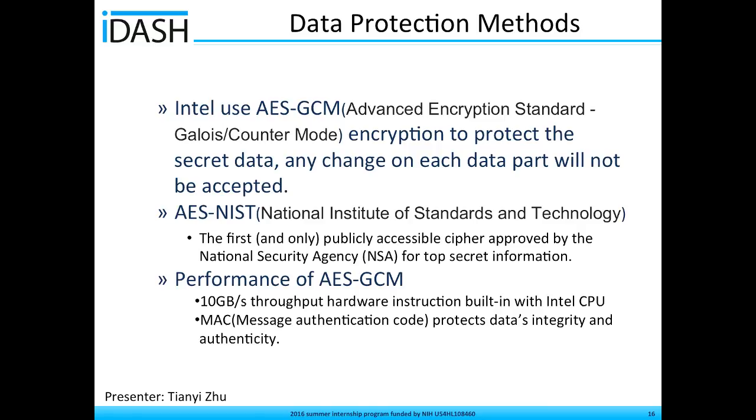What is AES? Well, it's a specification for the encryption of electronic data. It was established by the U.S. National Institute of Standards and Technology, that's NIST, in 2001. And also, the AES is the first and the only publicly accessible cipher approved by the National Security Agency, that's NSA, for top secret information when using an NSA-approved cryptographic module. And the performance of the AES-GCM in the Intel CPU has a 10 gigabytes per second throughput, with hardware instructions built into the Intel CPU.